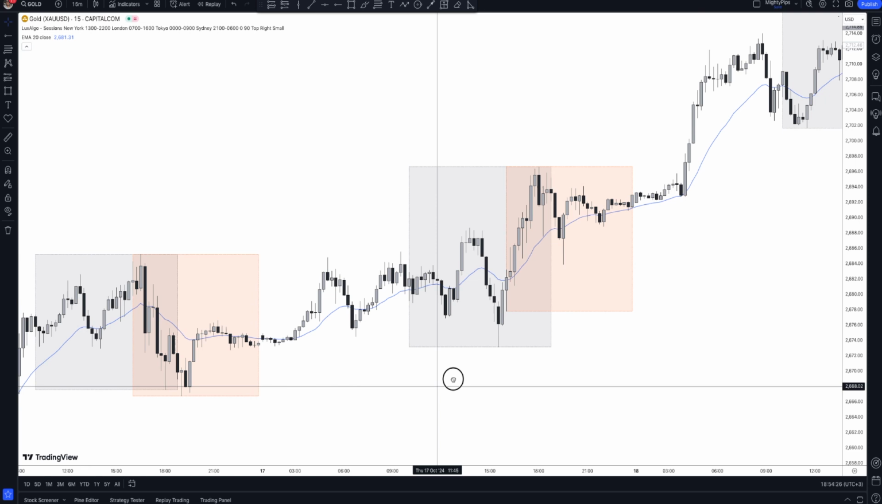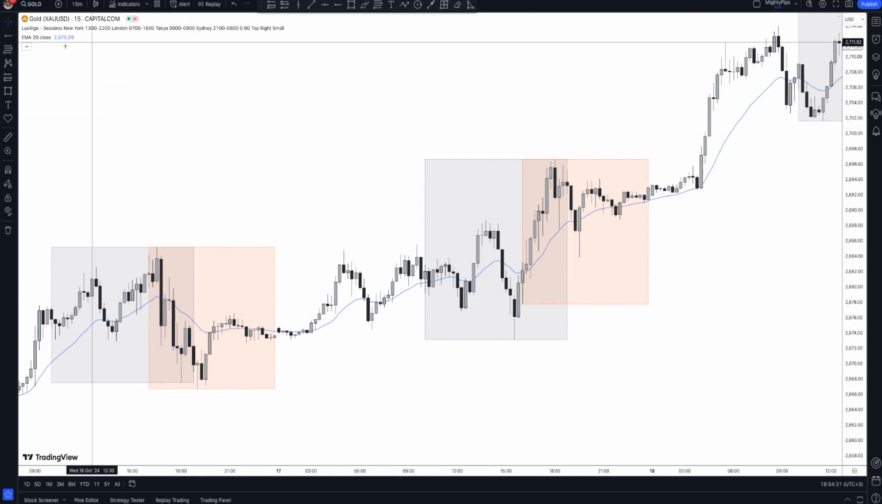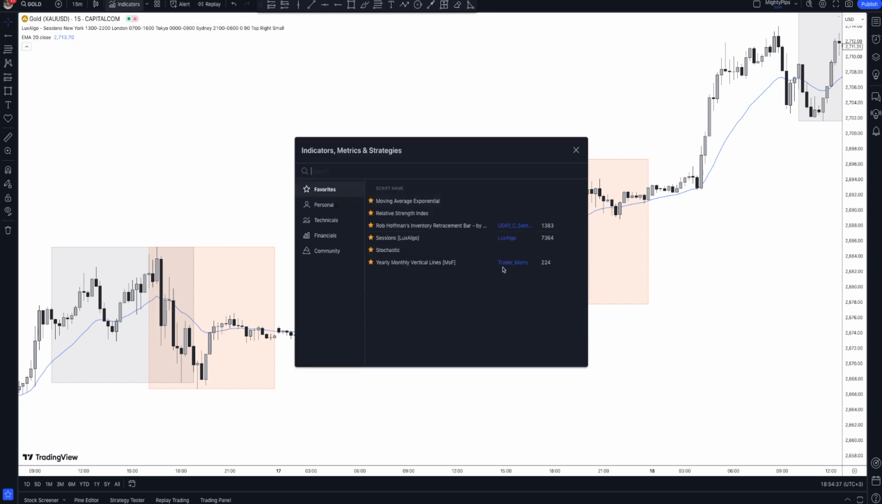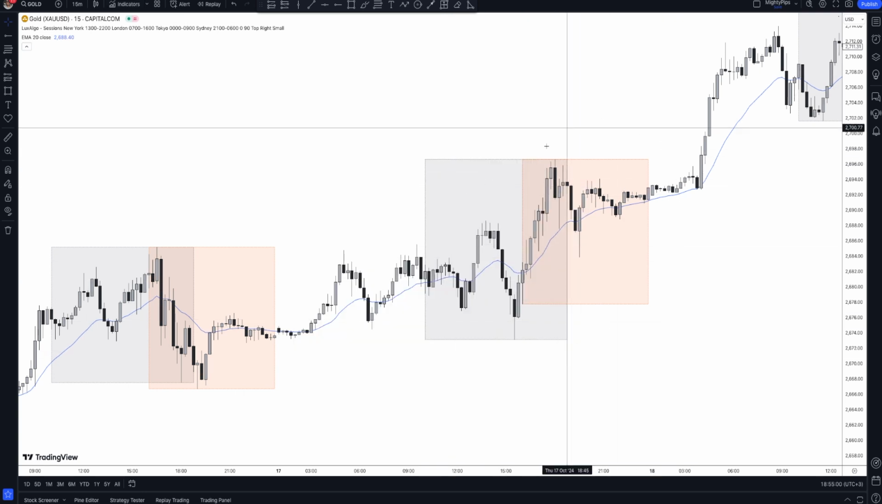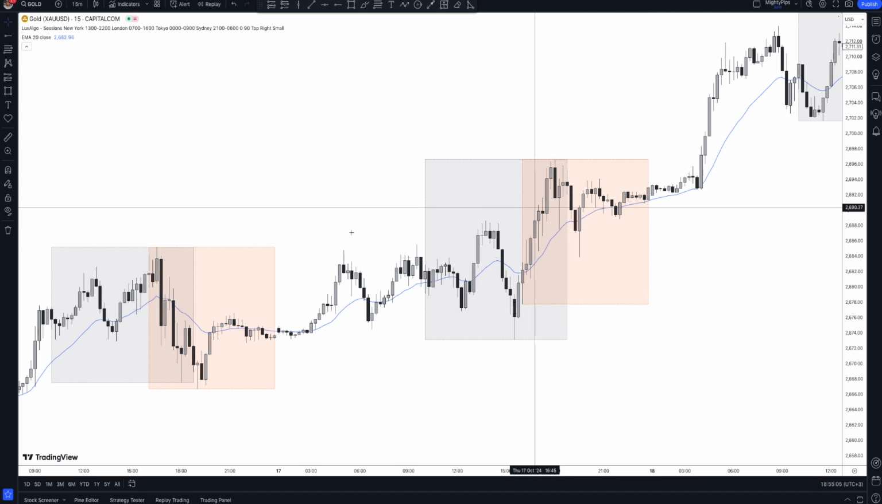What do you do when you are using this strategy? The strategy is very simple. As you can see here, I have two indicators. I have the moving average and I also have sessions by Lux Algo. I have made them my favorites here, but you can go and search them. Go to indicators up here, and then this pop-up will appear, and then you search for moving average exponential. Put that on your chart, and then search for sessions by Lux Algo. It is this indicator here that is showing me the London session in a gray box and then the New York session in the orange box.